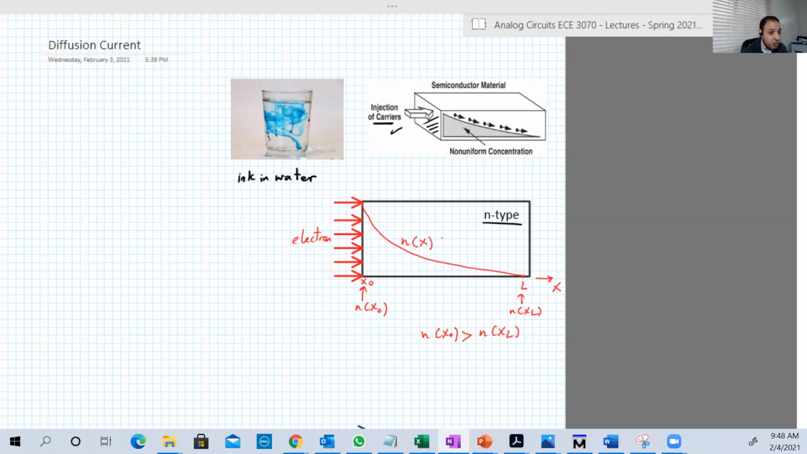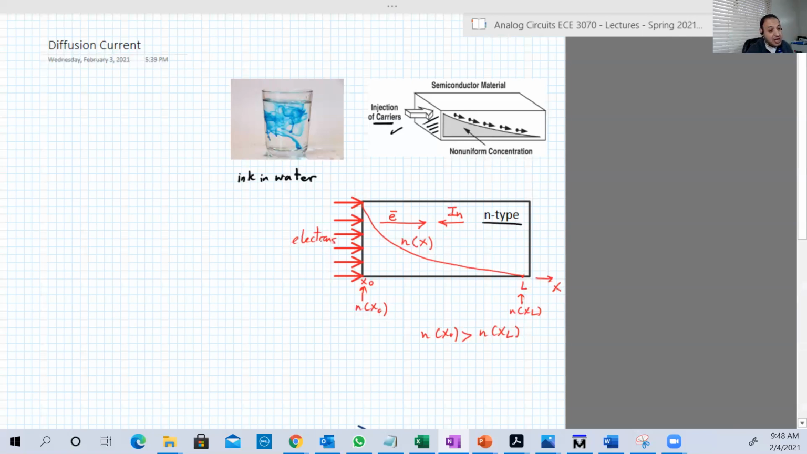Now, because of that non-uniform distribution, electrons will move from the high concentration region to the low concentration region along the x-axis. When the electrons move, this will create a current, In. As usual, the current is in the direction of the positive charges, or opposite to the direction of the negative charge. The negative charge is moving toward L, so In will be in the opposite direction.